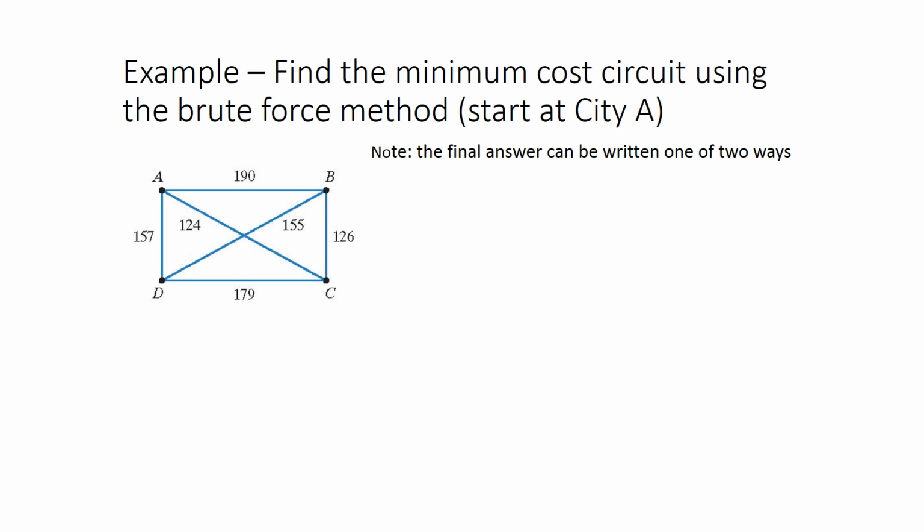Then the final answer will actually be written one of two ways, and I'll talk about that in a second. So again, we're going to list all possible circuits, and again, it's that same four vertices. So we want to do 4 minus 1, or 3 factorial, right? Which is 3 times 2 times 1, which is 6 circuits. So we're going to have to list out 6, starting with A. And we already actually did this, right?